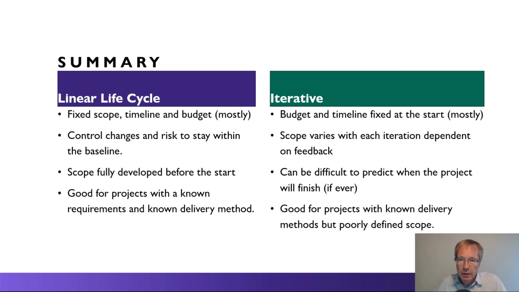With iterative life cycles, the budget and timeline are fixed at the start mostly, but the scope varies with each iteration depending on the feedback from the users. It can be difficult to predict when the project will finish, if ever actually, because you may continue to iterate and innovate throughout the project. But they're good for projects with known delivery methods but poorly defined scope. So we know what technology we're going to use, we just don't know how we're going to deploy that technology.